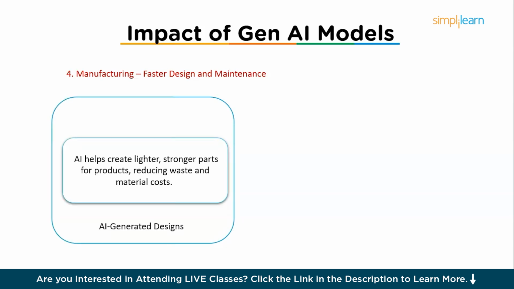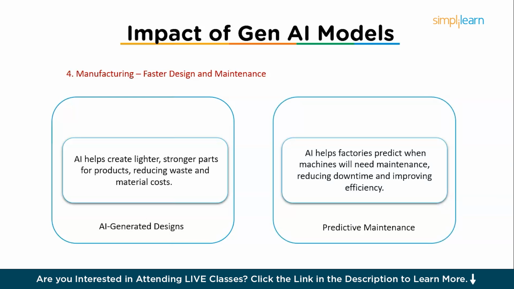AI helps create lighter, stronger parts for products, reducing waste and material cost. For example, an airplane company used AI to design parts that were 50% lighter but just as strong as the traditional designs. Then moving on, we have predictive maintenance. AI helps factories predict when machines will need maintenance, reducing downtime and improving efficiency. For example, a factory uses AI to automatically create maintenance schedules for machines based on their performance data.